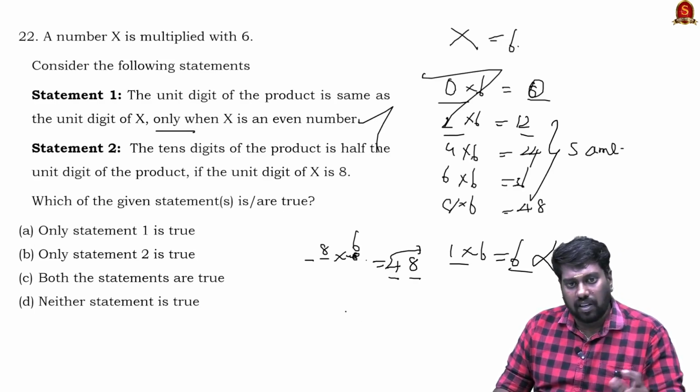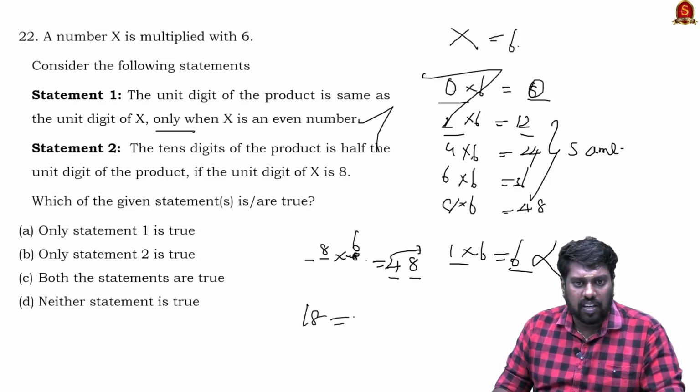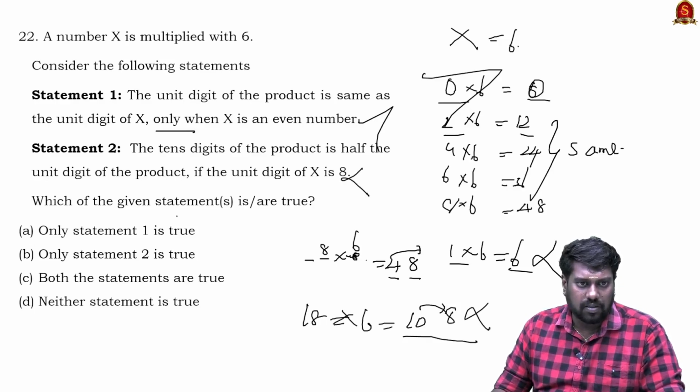Okay, but we have to check whether this pattern is applicable for all the numbers. 186: 18 into 6, 6 8s are 48, 6 1s are 6, so 104. So is your tens digit half of your unit digit? No, not applicable. So your first statement is true and the second statement is false. So here the answer is only one is true.